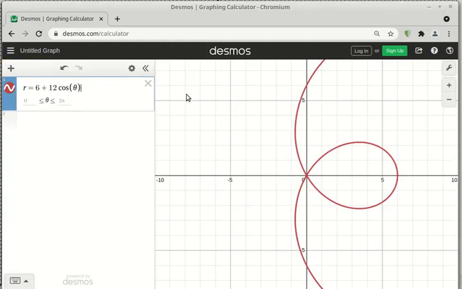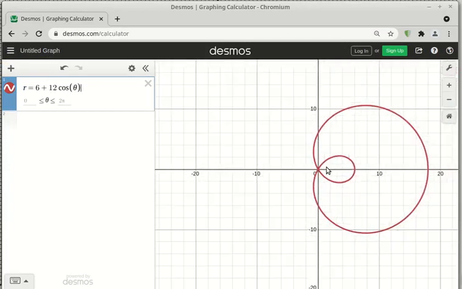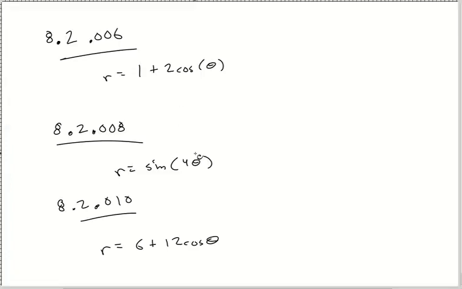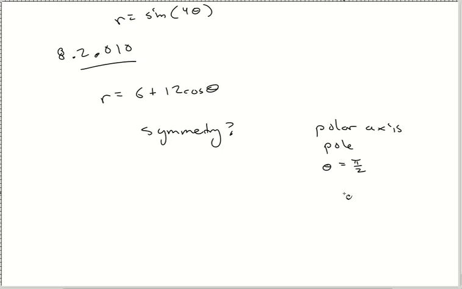Notice that you could probably get the graph from just here, but I'm going to zoom out by scrolling out. There you go. On this particular problem, they're going to ask where it is symmetric, like what kind of symmetry does it have? We have some options: polar axis, pole, and theta equals pi over 2. And you have to select which one.